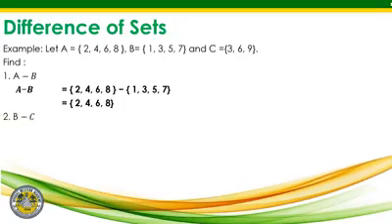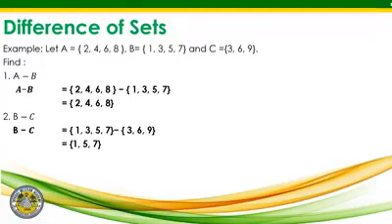Another example, we have B minus C. Just like in example number 1, we're going to put down all the elements. So we have B minus C is equal to {1, 3, 5, 7} minus {3, 6, 9}. Now, the elements that belong to set B but do not belong to set C are the elements 1, 5, 7. So therefore, B minus C is equivalent to {1, 5, 7}.